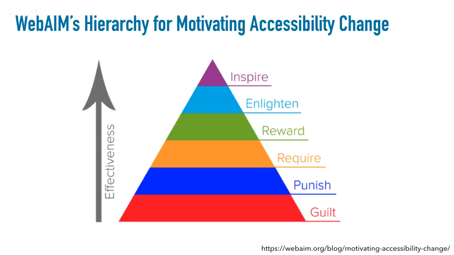So at the bottom layer of this hierarchy, we have guilt. That's a fail hashtag. It's somebody saying, if you cared about people with disabilities, you would do this. This is the worst motivator, but it's also the easiest. It is so easy to blame people, to guilt them into accessibility, but it generally does not motivate, at least not in a very positive way.